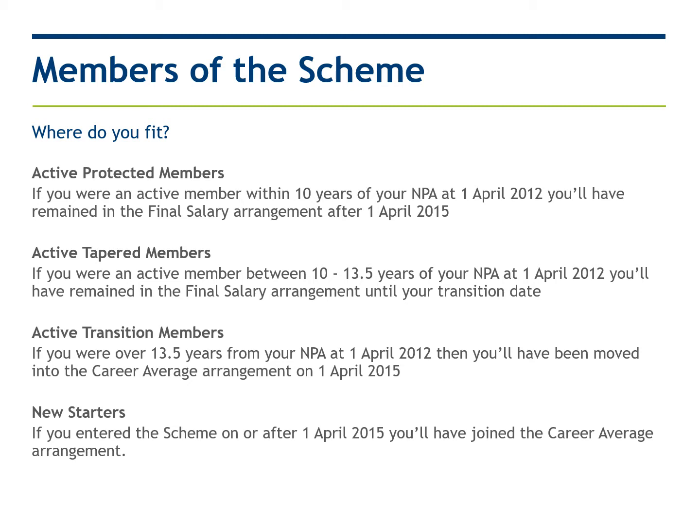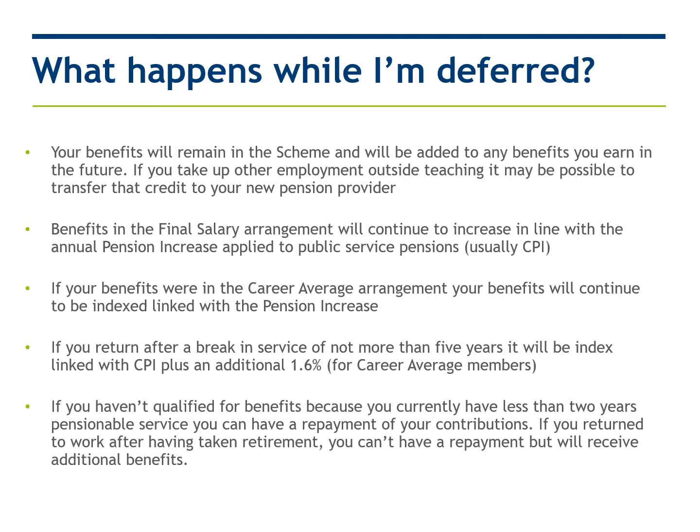If you were more than 13.5 years away from your normal pension age on the 1st of April 2012, then you'll have been moved into the career average arrangement on the 1st of April 2015. If you joined the scheme on or after the 1st of April 2015, you automatically joined the career average arrangement. You can find out more about the member types on our website.